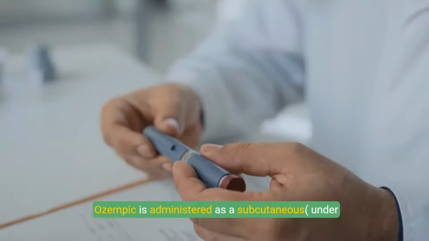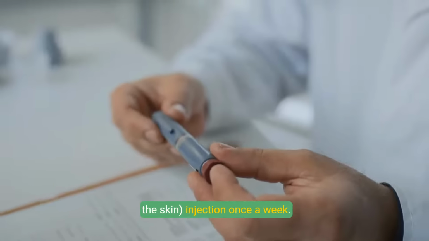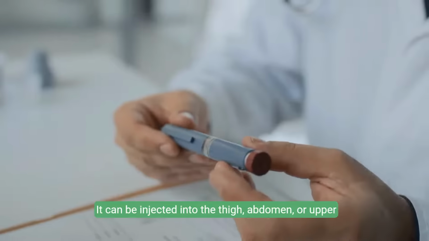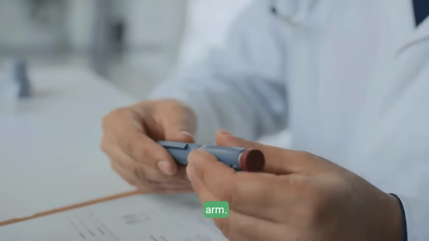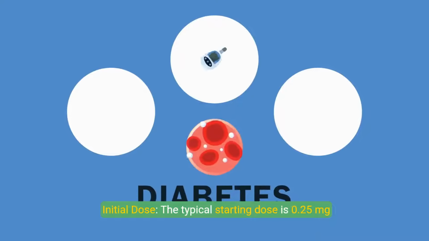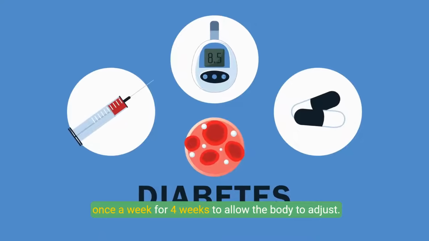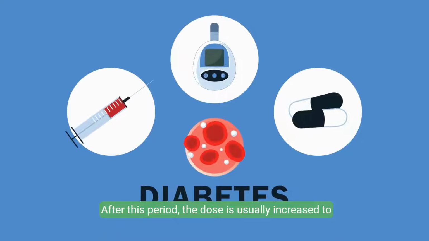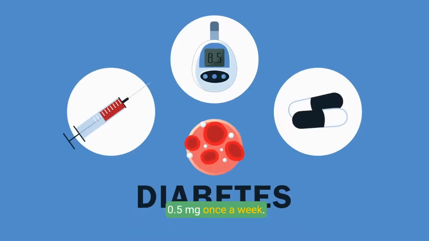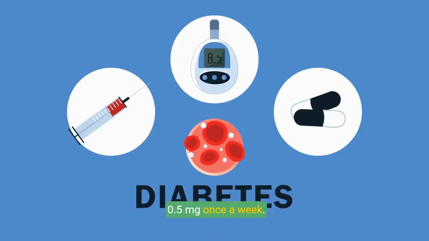Ozempic is administered as a subcutaneous, under-the-skin injection once a week. It can be injected into the thigh, abdomen, or upper arm. Initial dose: the typical starting dose is 0.25 milligrams once a week for 4 weeks to allow the body to adjust. After this period, the dose is usually increased to 0.5 milligrams once a week.